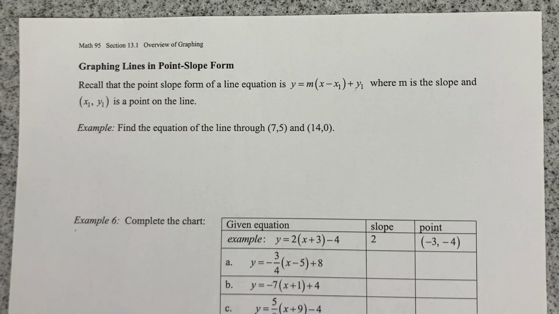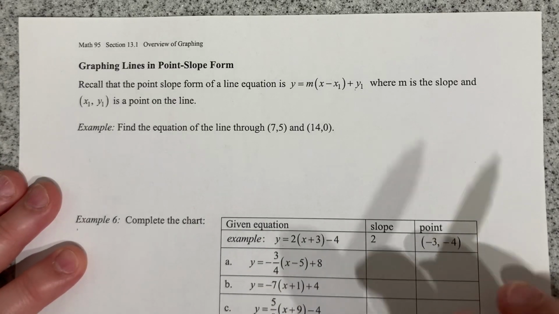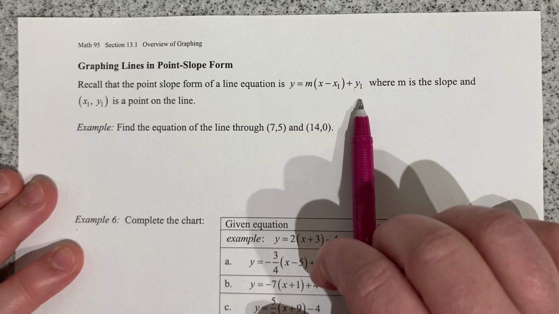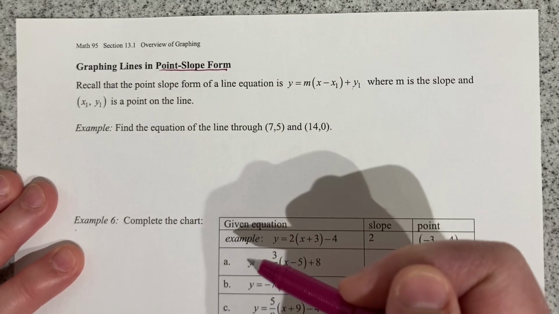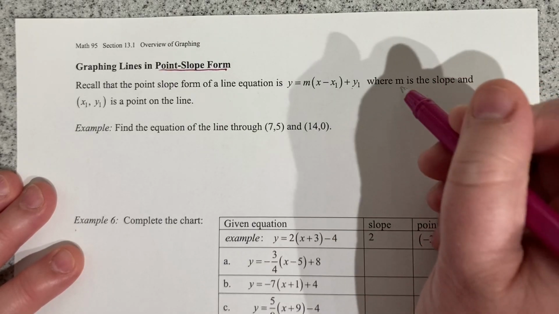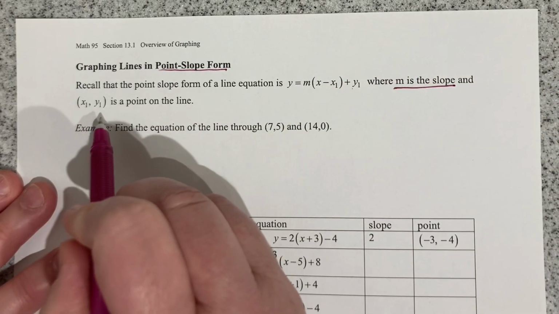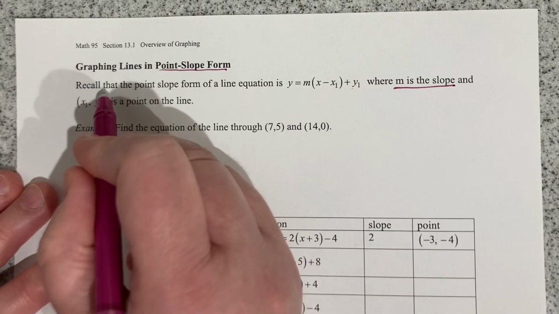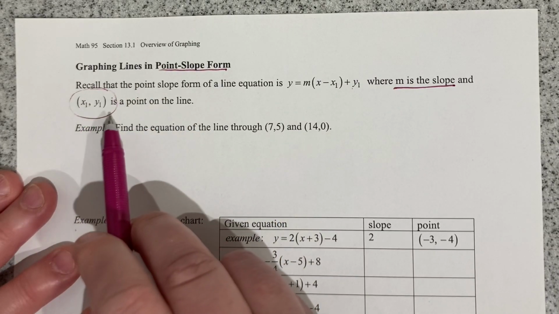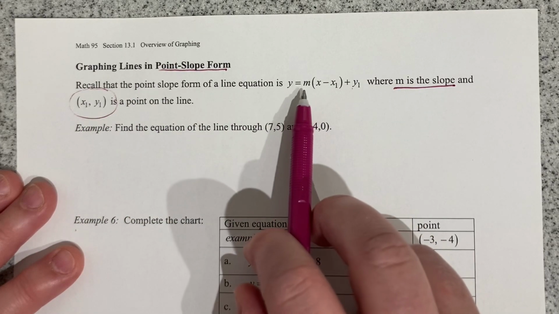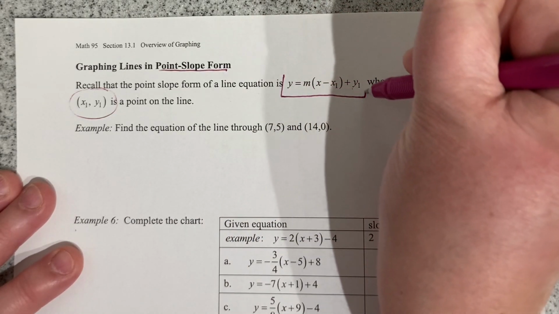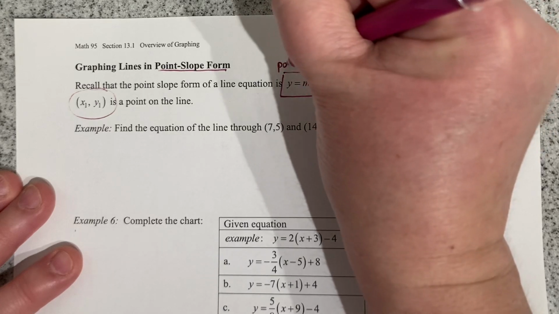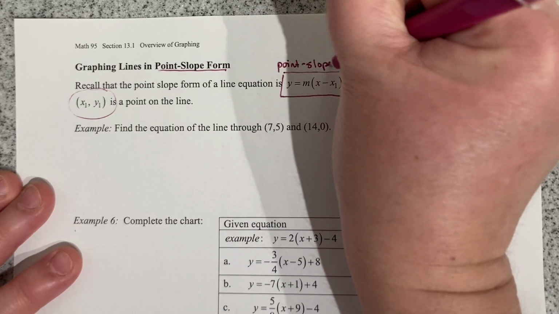What if your line is not in y equals mx plus b form? What if it is in some other form? One other form of a line is called point slope form. This is where m is still the slope, but this time we're given some point on the line, which we're just calling x1, y1. So in this case, this is called point slope form. Let me write that, point slope form.